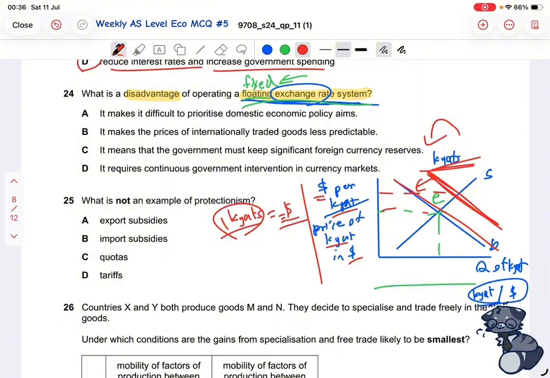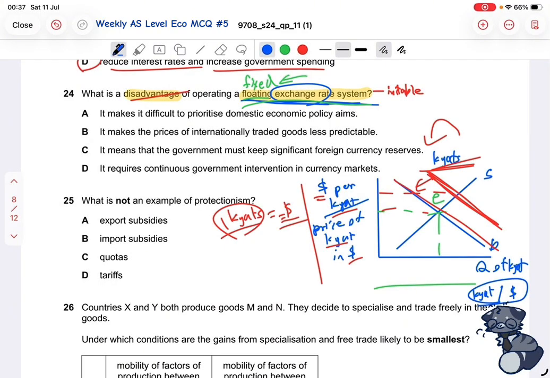So that's the difference between the two systems. One key takeaway for a possible disadvantage of a floating exchange rate is that it is very unstable and unpredictable, because it's fluctuating all the time and you're not controlling it. So let's go through each of the options and see if there are any more disadvantages that might come into play.